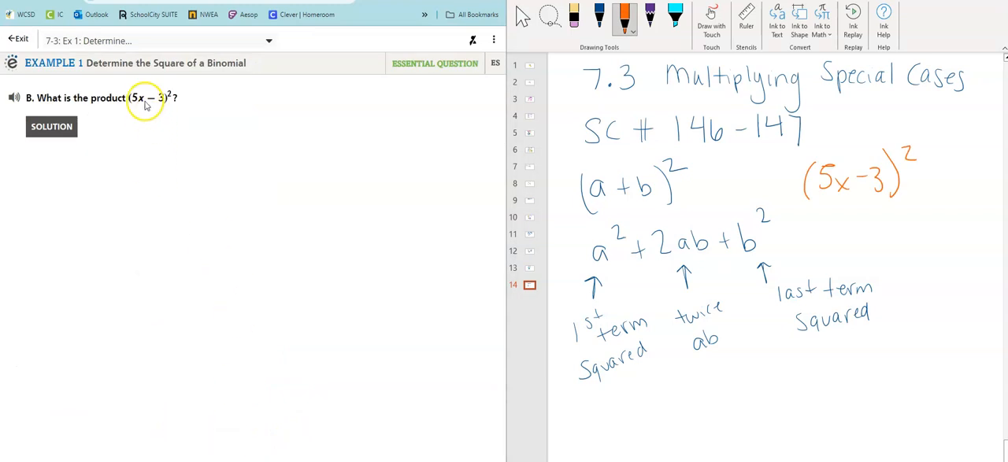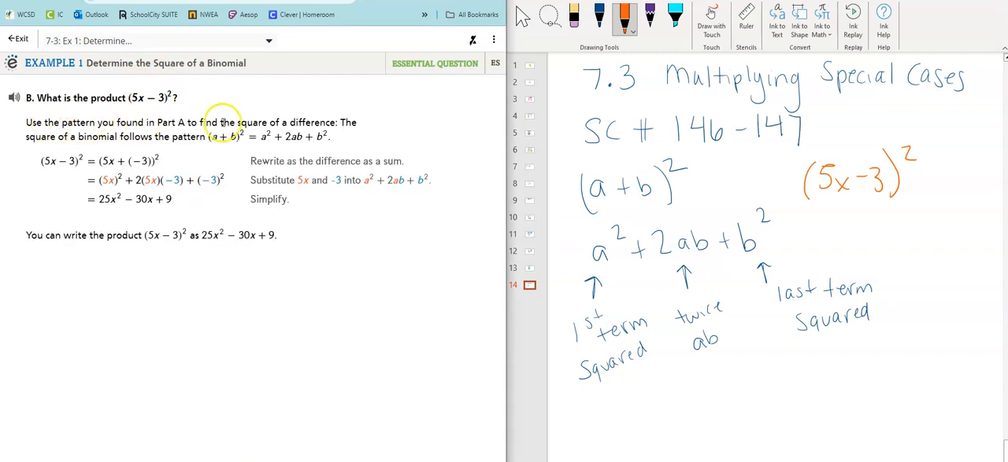So here's a good example of that. We have (5x minus 3) squared. So this is our binomial being squared. Using the pattern that we saw in part A, I'm just going to rewrite everything with my first term squared, my last term squared, and the product of the first and last terms in the middle. You can see here they did (5x) squared, then negative 3 squared, and then they multiplied the two terms and times by 2. And in the end, they got 25x squared minus 30x plus 9. So again, you can see first term squared, last term squared, two terms multiplied together times 2.